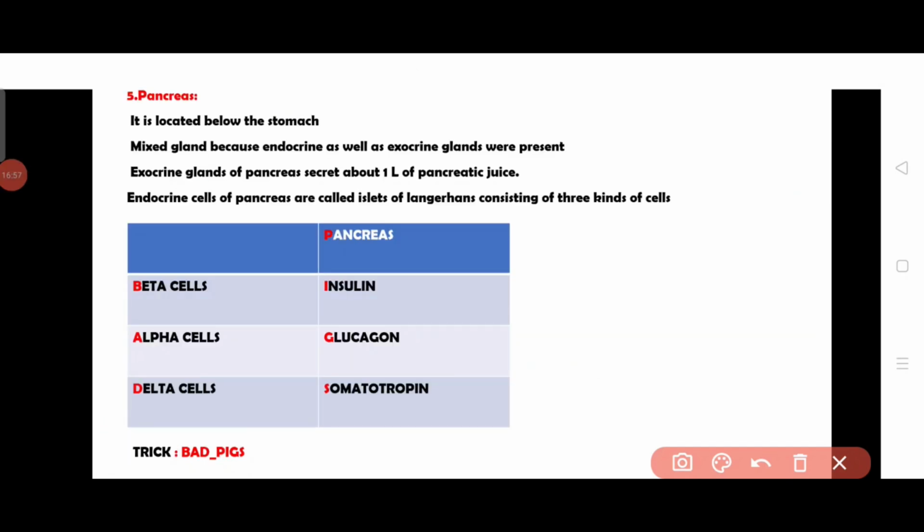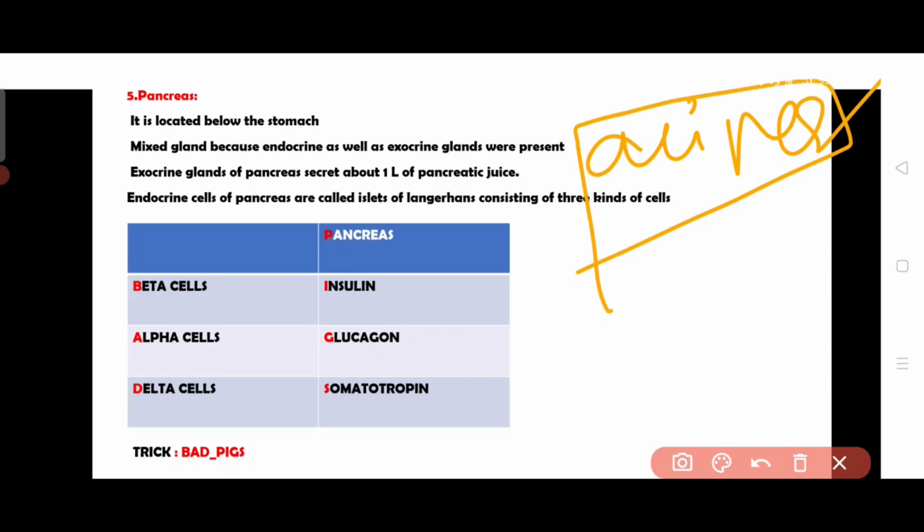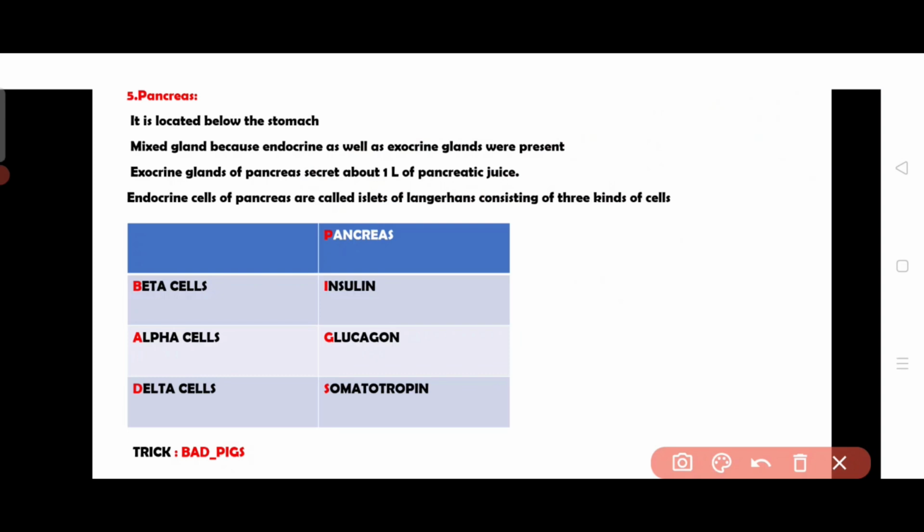Coming to the pancreas, it is located below the stomach. The pancreas is popularly known as a mixed gland because the pancreas is an endocrine as well as an exocrine gland. Exocrine cells, that is acinar cells, secrete about 1 liter of pancreatic juice, whereas the endocrine cells of the pancreas, that is the islets of Langerhans, consist of 3 kinds of cells.